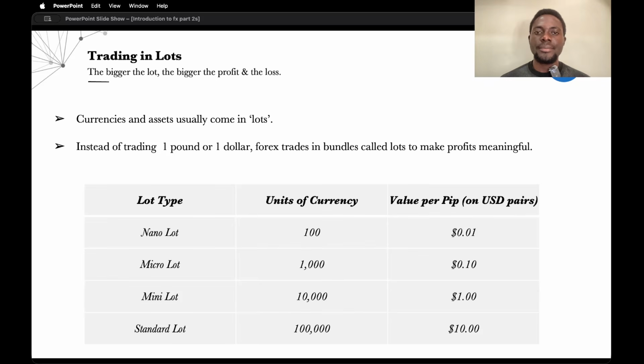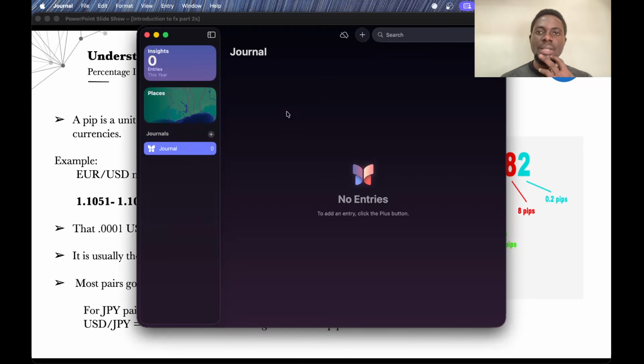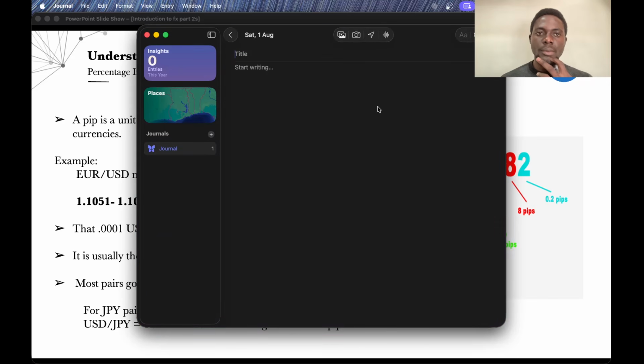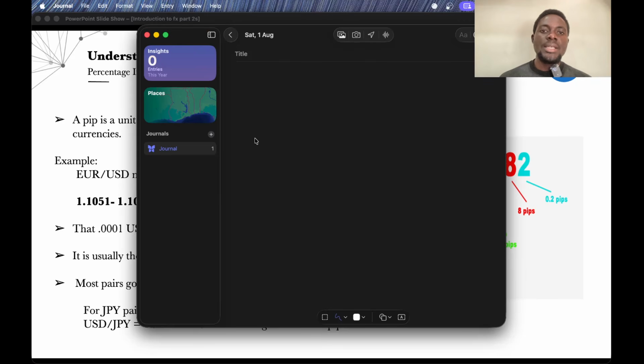Let me put it over here. Okay, let me go back to this. Make the screen display. So now, good. So this is a pip. So let's say the price is moving, okay, it's moving upwards.